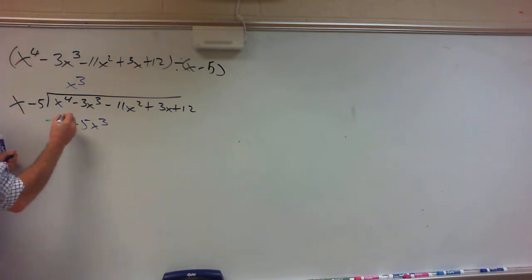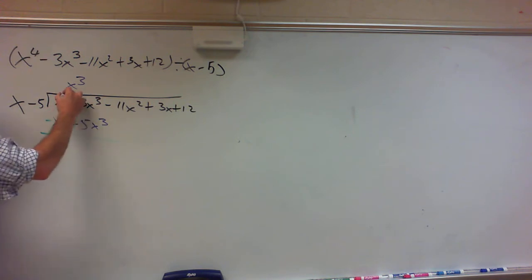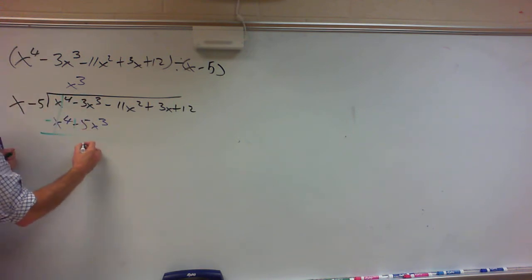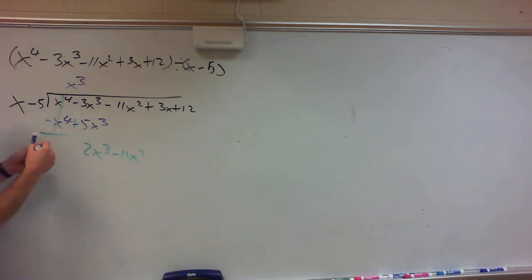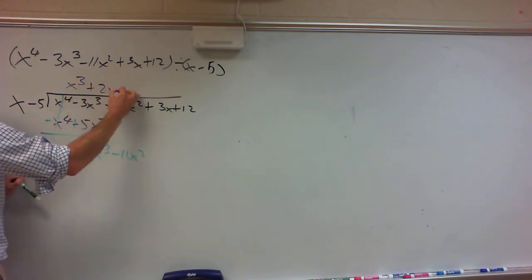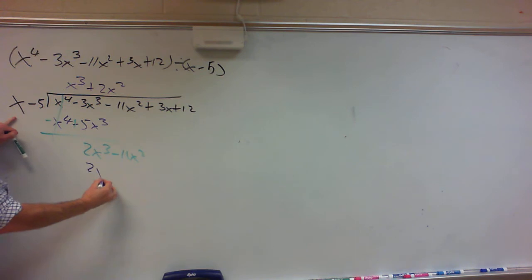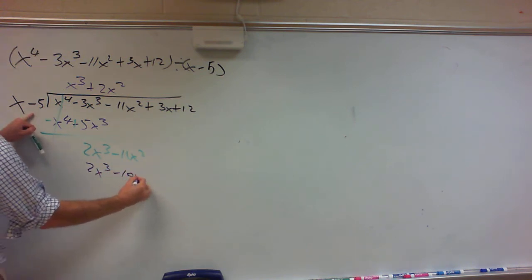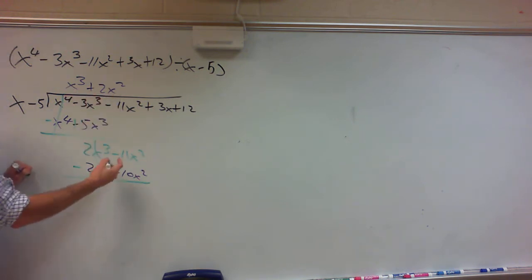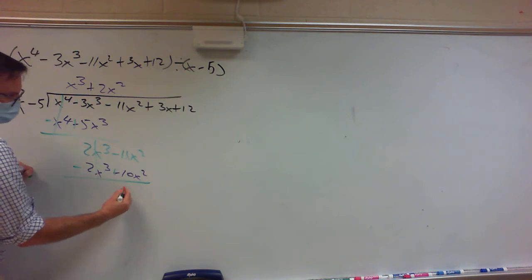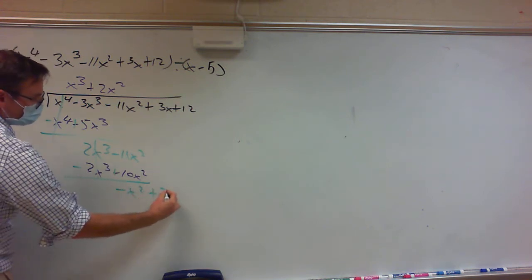I'm going to change the signs. So this cancels, and this is going to give me 2x cubed minus 11x squared. And then I think, what times this gives me 2x cubed, so plus 2x squared. So I end up with 2x cubed minus 10x squared. Change the signs because I'm subtracting. This cancels. So I get negative x squared plus 3x.